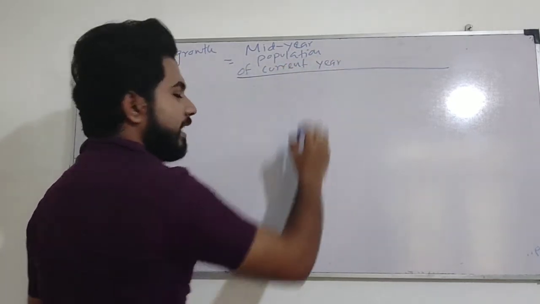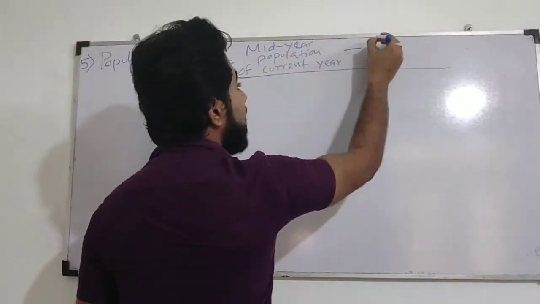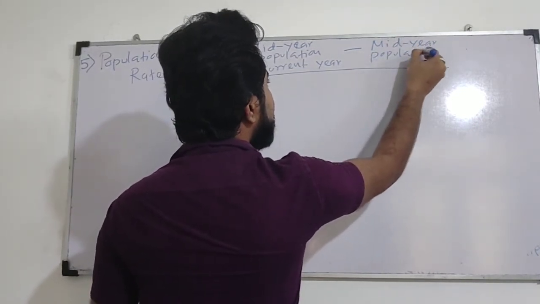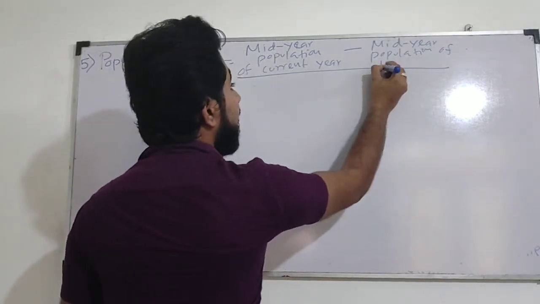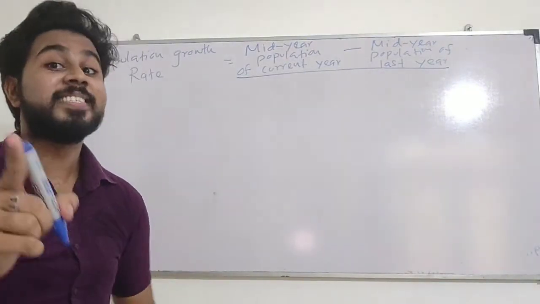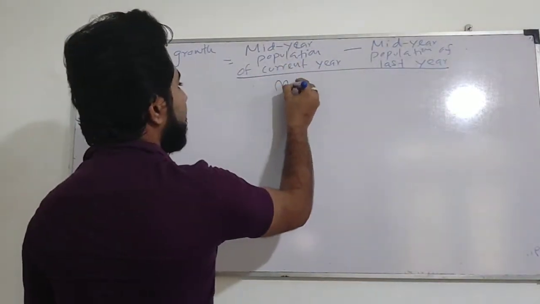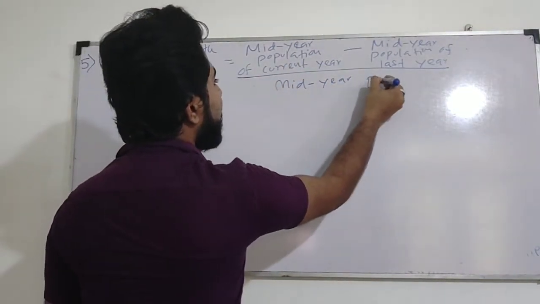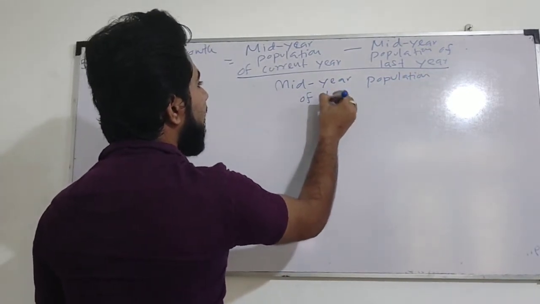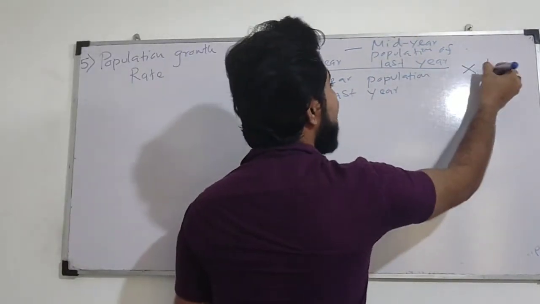If our year is 2018, then current is 2018, minus mid-year population of what? Last year. If current is 2018, last year should be 2017. Right, divided by mid-year population of last year, right? And multiply this by 100.